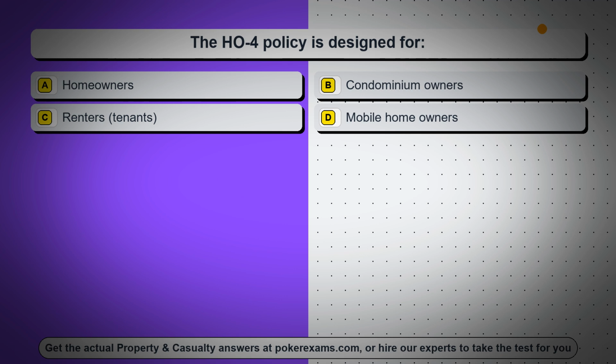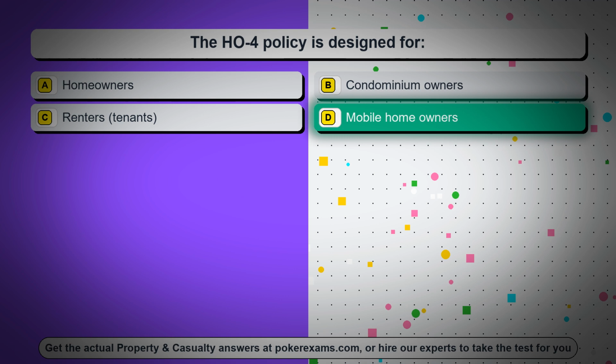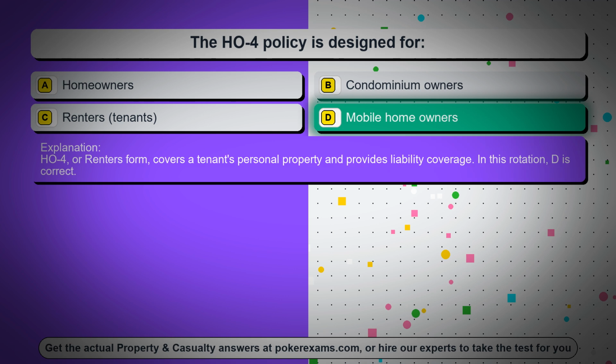Option C, renters, tenants. Option D, mobile homeowners. The correct answer is option D, mobile homeowners. HO-4, or renters form, covers a tenant's personal property and provides liability coverage. In this rotation, D is correct.